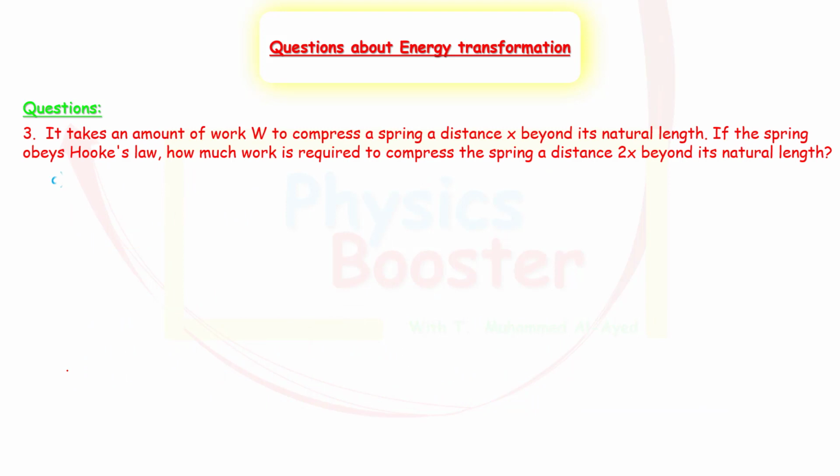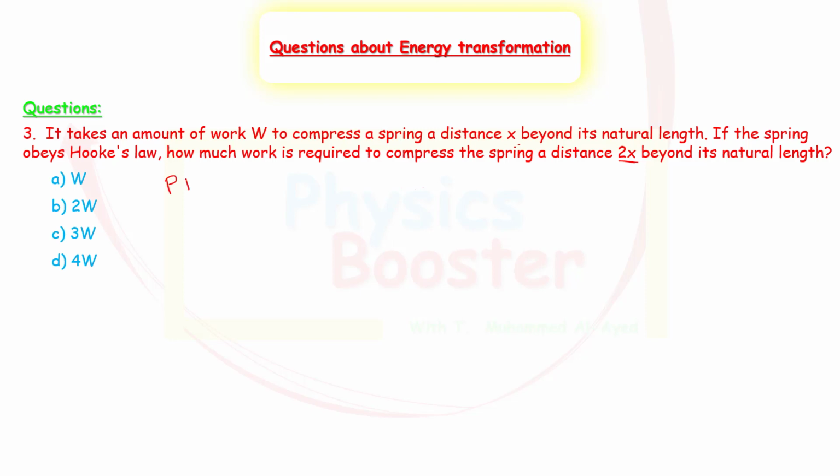Question number three. It takes an amount of work equal to W to compress a spring a distance equal to x beyond its natural length. If the spring obeys Hooke's law, how much work is required to compress the spring a distance equal to 2x? Well, some of you will jump directly and say, since compressing a distance x needs W, then 2x means 2W. No, we must be very careful when we answer these types of questions.